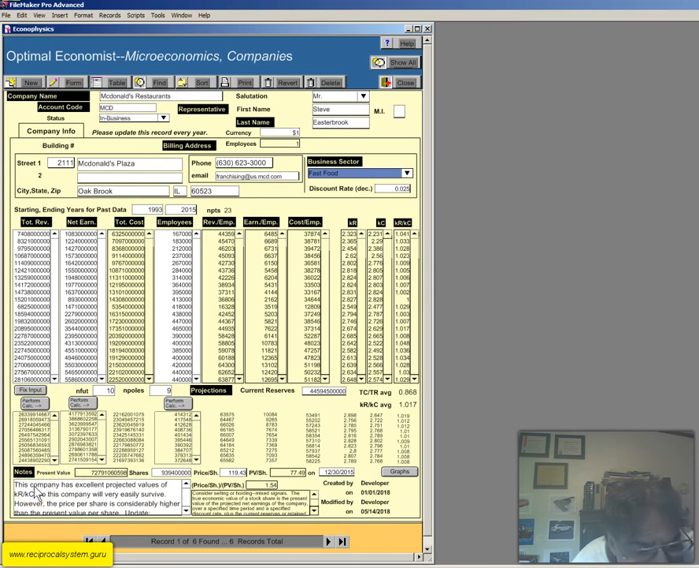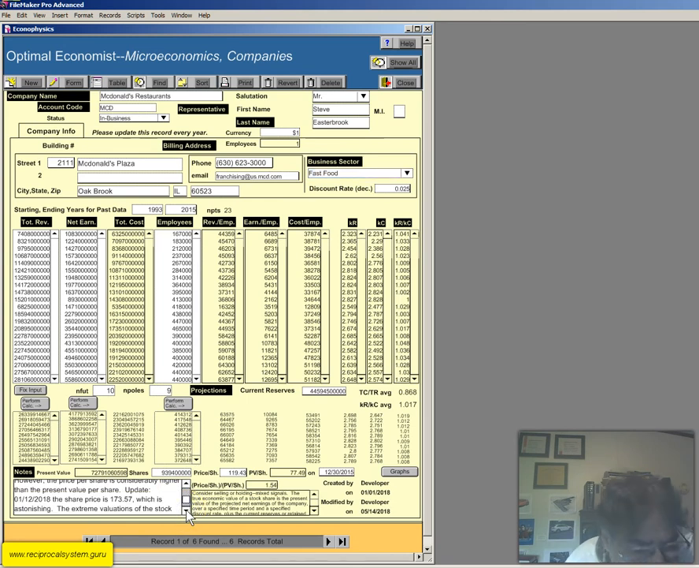So, I say in the notes here, this company has excellent projected values of KR to KC, so the company will very easily survive. However, the price per share is considerably higher than the present value per share. And it's gotten even worse over the past few years.